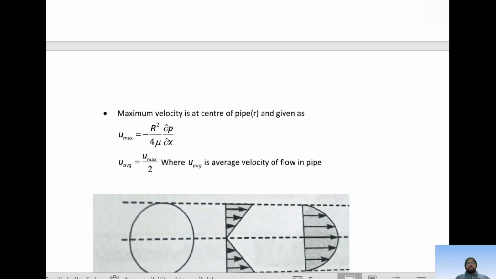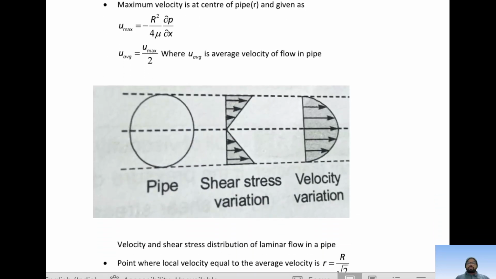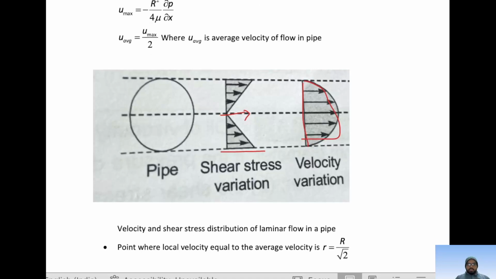Now the average velocity is equal to u max by 2, the average velocity of flow in the pipe. So in the pipe we have shown here the fully developed velocity profile. And this is the shear stress distribution, because near the wall the shear stress will be maximum, and as gradually you move toward the center the shear stress becomes zero because the viscous effect, which is the main reason for the shear stress, becomes less.